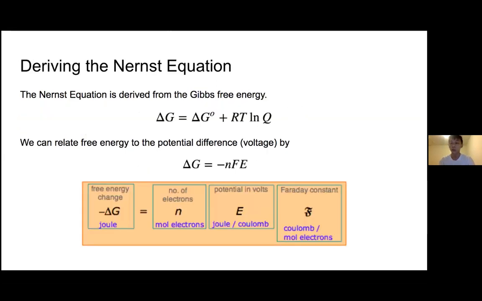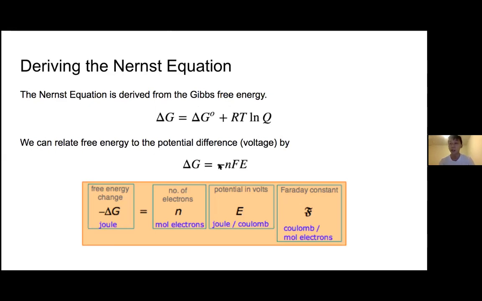So first, if we want to derive the Nernst equation, it's a lot simpler than the other derivations that you guys have had to learn. So first, we just start with our free energy equation, right? You guys have seen this before. And then the critical part is we have to relate free energy to the potential difference, the voltage, right?